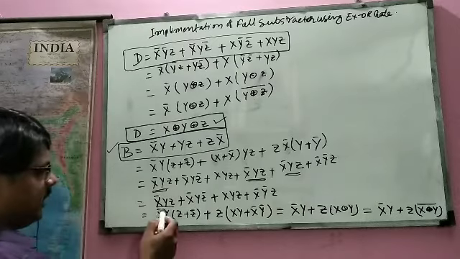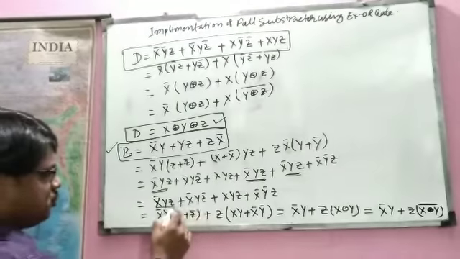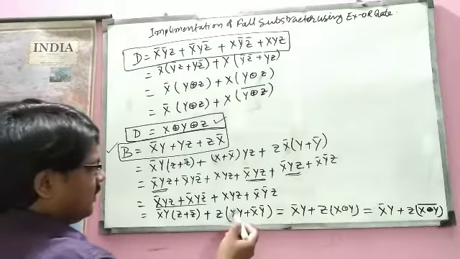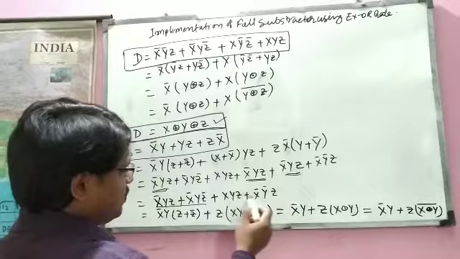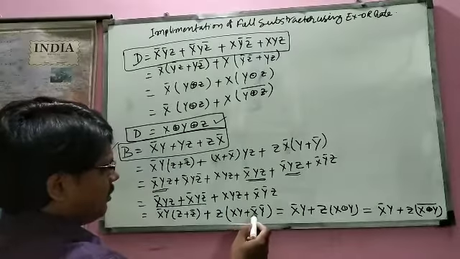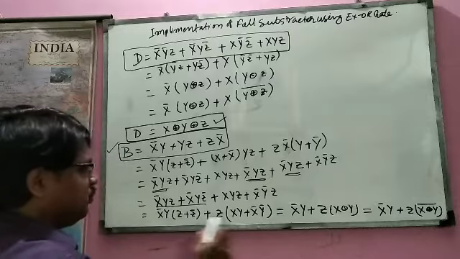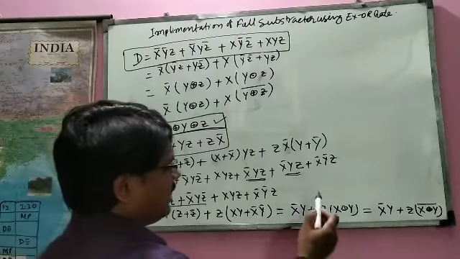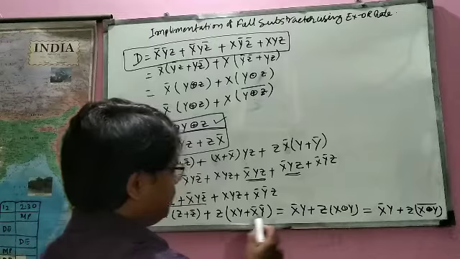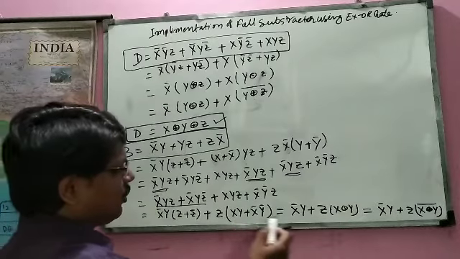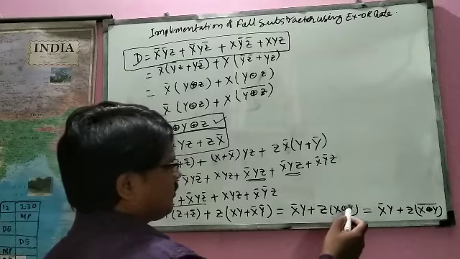Okay, take x bar y common from these two, so it will be z plus z bar, plus take z common from these two terms, so it will be xy plus x bar y bar. So z plus z bar is 1, so it will be x bar y plus z, and what is this? xy plus x bar y bar. This is x naught, so it will be x naught y.